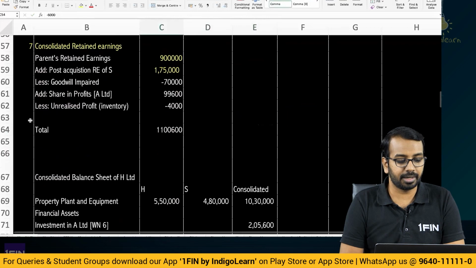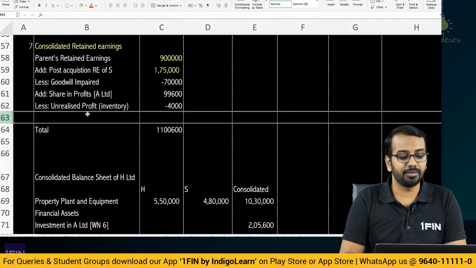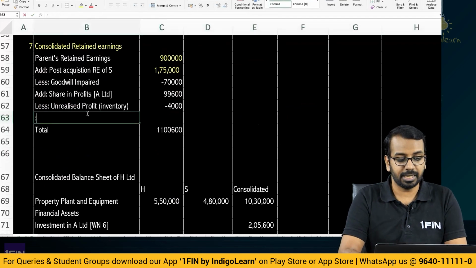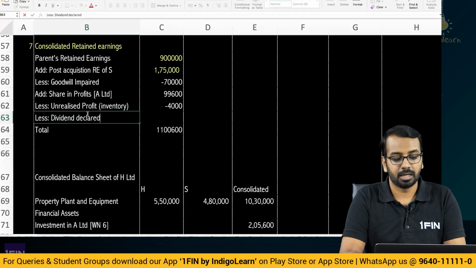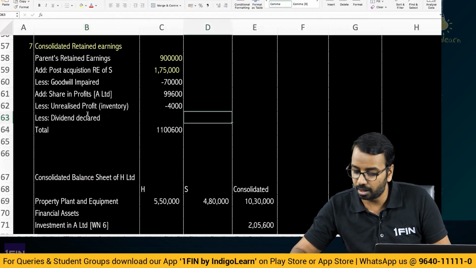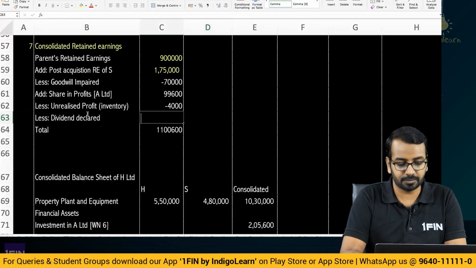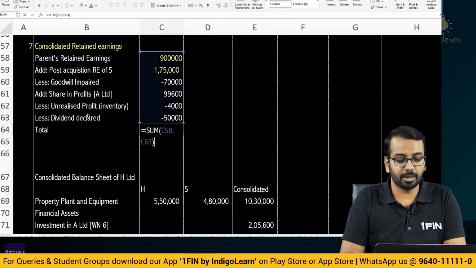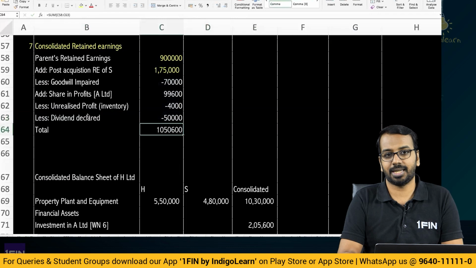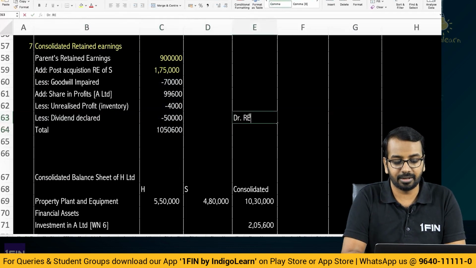Coming to consolidated retained earnings, here we have a dividend to be declared. So we will say less dividend declared, 10% on the share capital of 5 lakhs. So 50,000 minus 50,000. That becomes 10,50,600. So here it will be debit retained earnings, credit dividend payable.